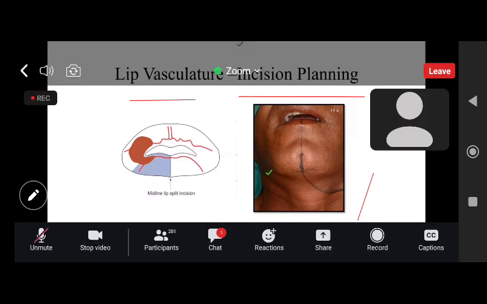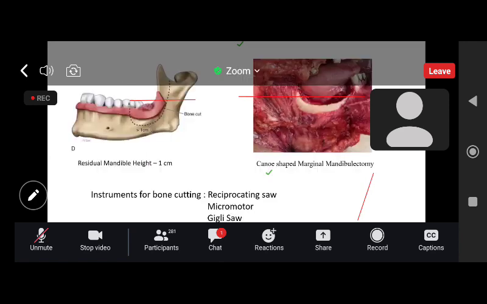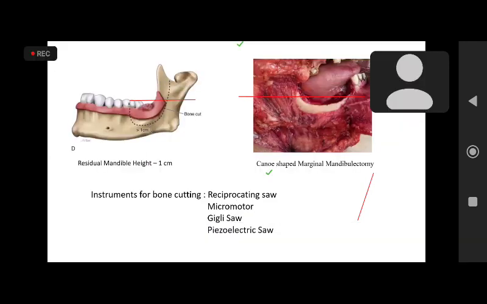So the next point, Dr. Abhishek, would you like to give us some important tips or precautions while doing a marginal mandibulectomy? What to do, what not to do, and what sort of instrumentation is better to be used while doing a marginal mandibulectomy?